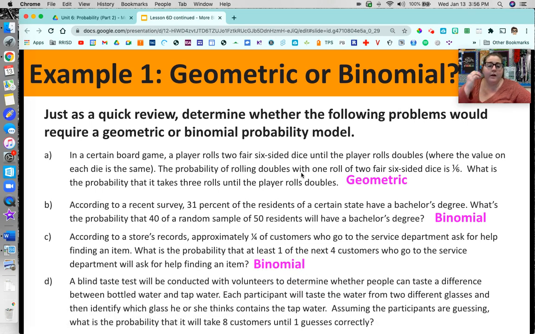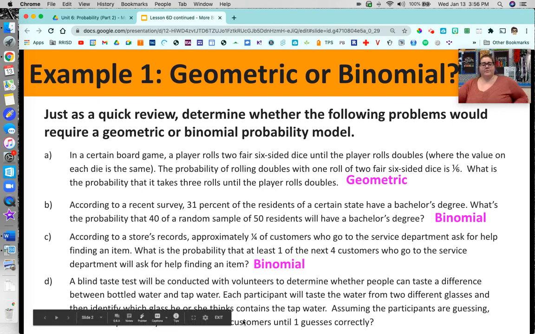And then last one, a blind taste test will be conducted with volunteers to determine whether they can taste a difference between bottled water and tap water. Each participant will taste the water from 2 different glasses and then identify which glass he or she thinks contains the tap water. Assuming the participants are guessing, what is the probability that it will take 8 customers until one guesses correctly? So even though you might think of the 8 customers as a set trial size, it's not really.